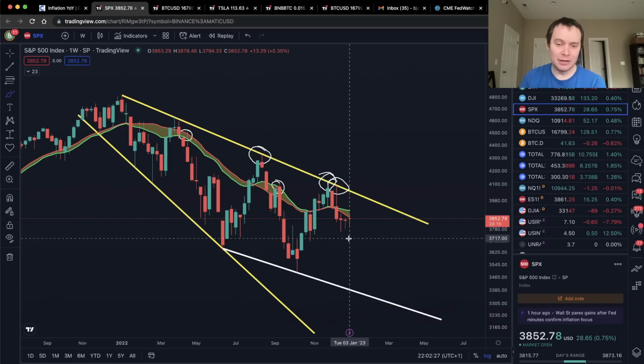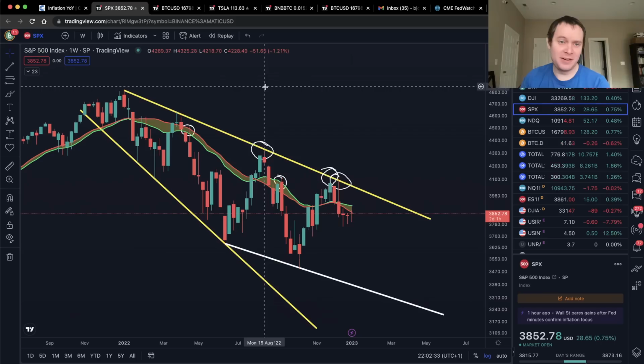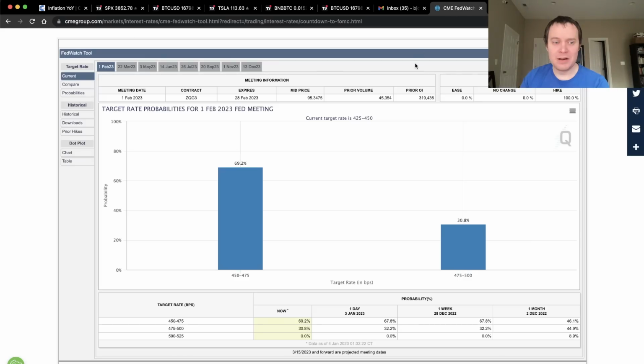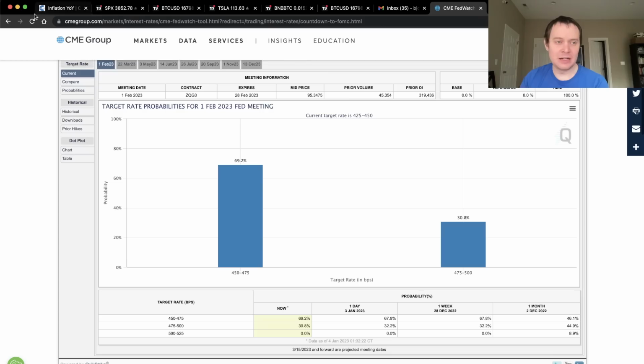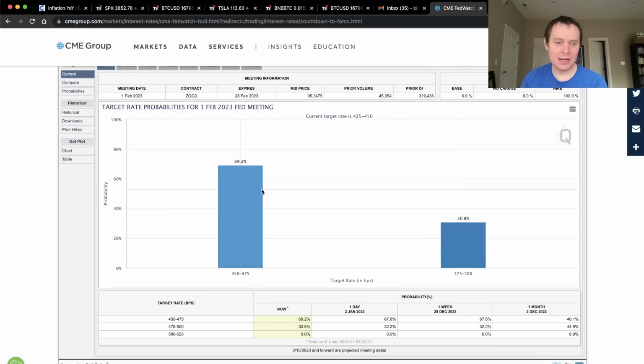So I would still keep an eye on that. But again, so far, still a fairly structural bear market. Some things to look out for, of course: we do have another FOMC meeting on February 1st, so we're going to be getting another interest rate hike. You can see markets are currently expecting a 25 basis point rate hike with about a 69% probability, and a 31% chance of a 50 basis point rate hike.